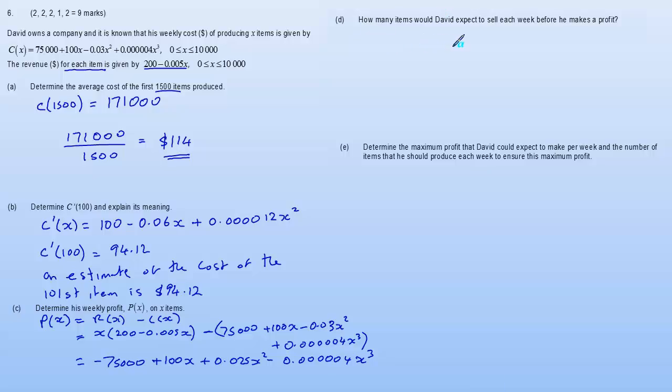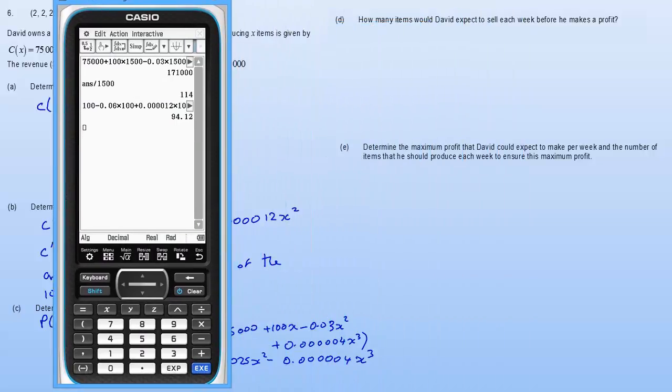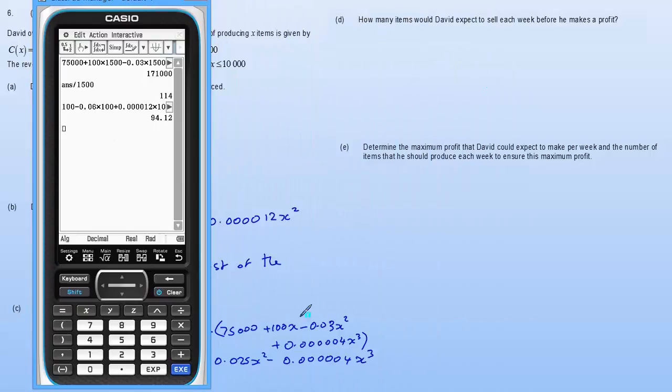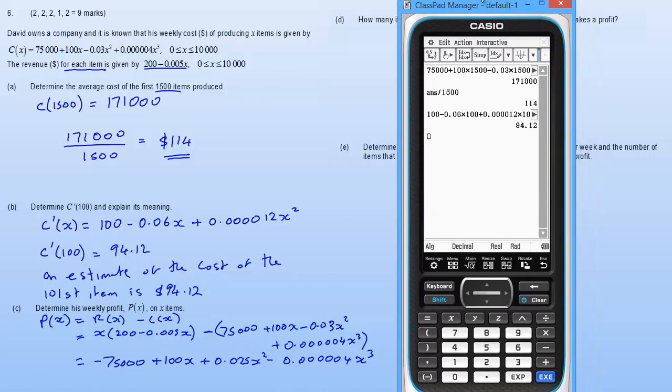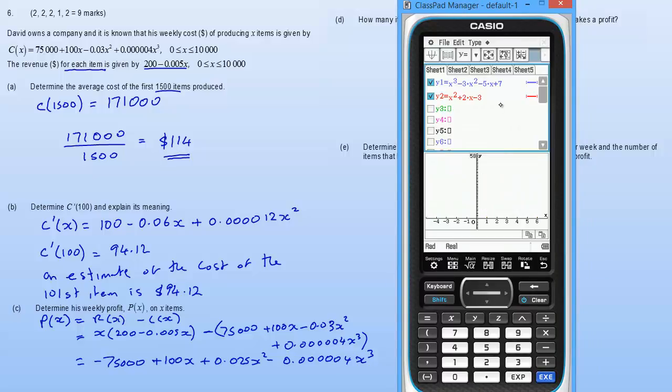How many items would David expect to sell each week before he makes a profit? Note that this is only one mark. There's all sorts of ways we could do it. We could solve the profit expression on the calculator. I'm going to do it by graphing, I think. So, graph and table. Let's just clear anything we've got at the moment.